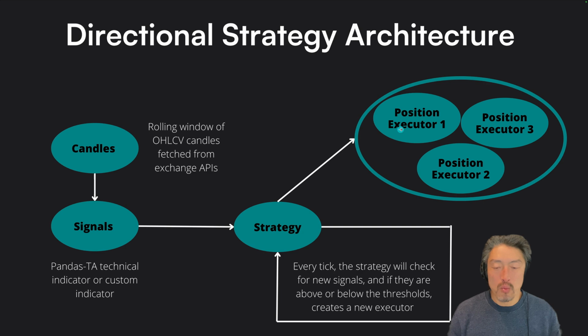So the advantage of this framework is that we can apply this to multiple exchanges, and the same strategy will run on multiple exchanges. In addition, we can also backtest these strategies using the data we fetch from those exchanges. So now that we understand how the Hummingbot directional strategy framework works, let's see it in action.